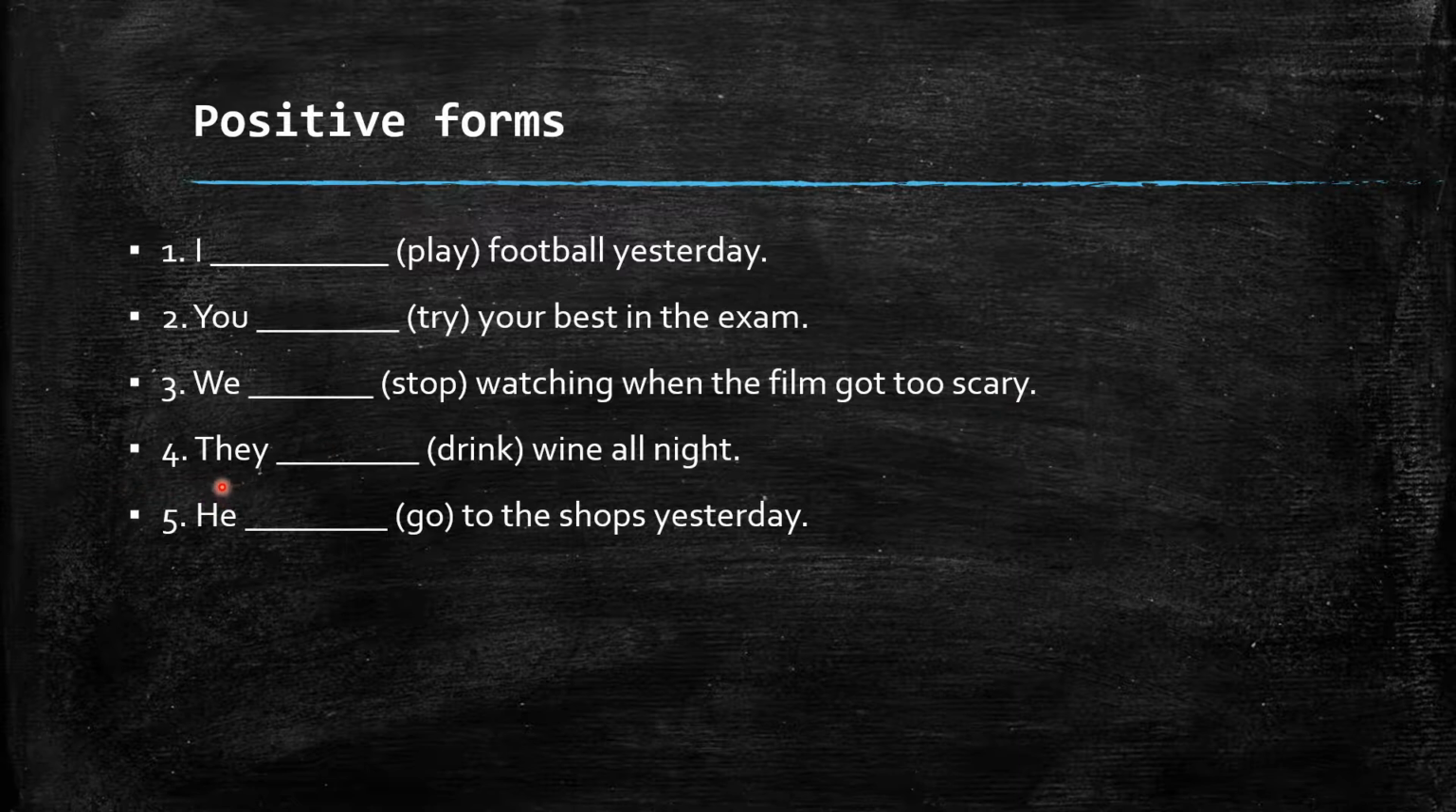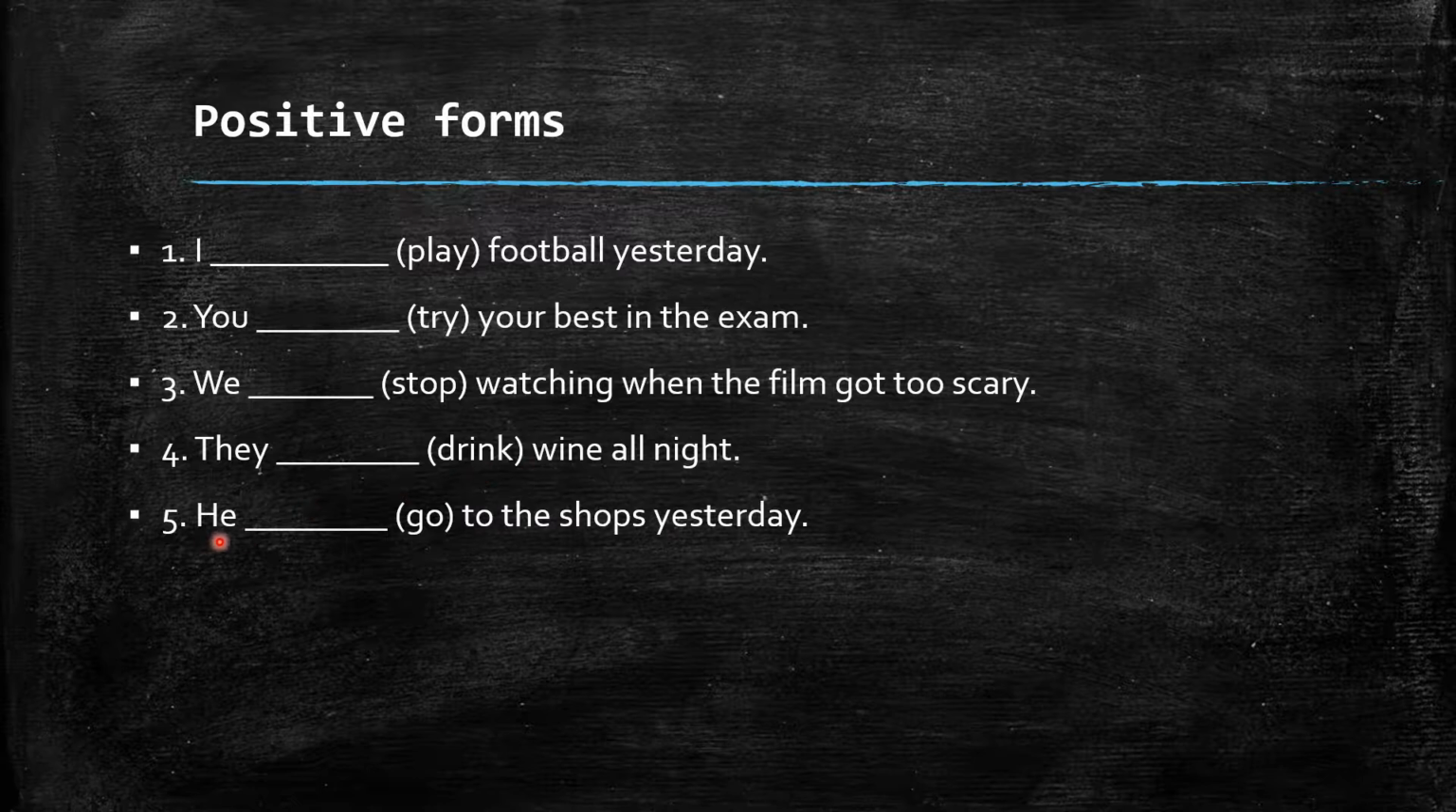For number 4, they drink wine all night. And with this verb here, this is an example of an irregular verb. So what we need to do is study the chart at the end of today's lesson. I'll put an image of it, and we need to change one of these letters. So in this case, we changed the I to an A. We drank wine all night, because this is the past simple form of this verb.